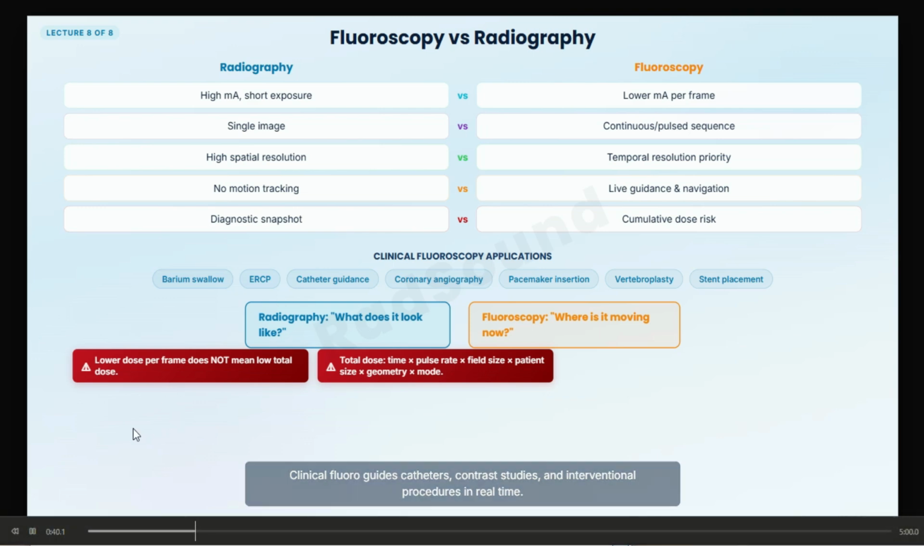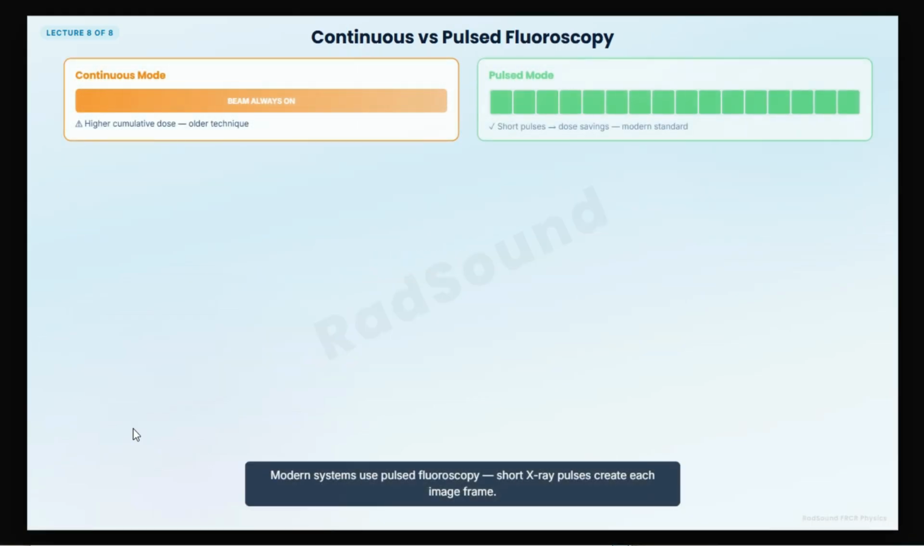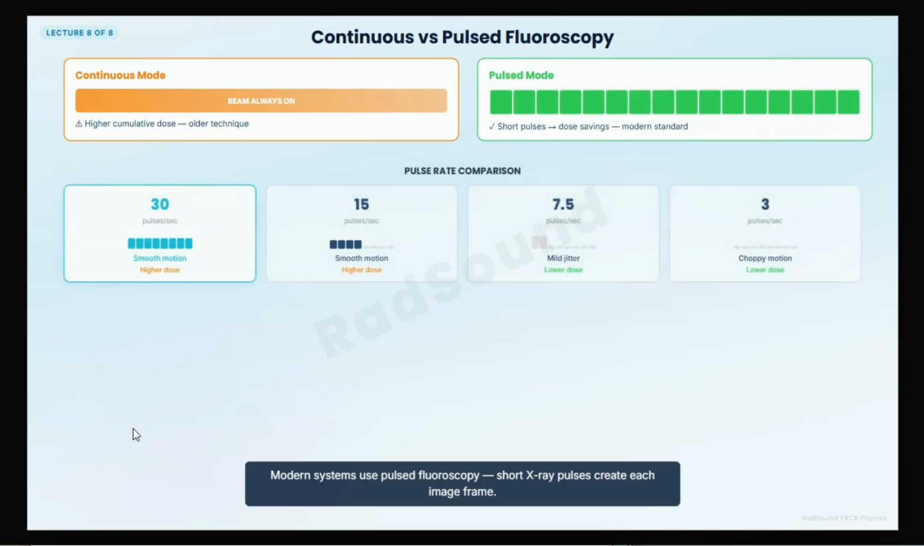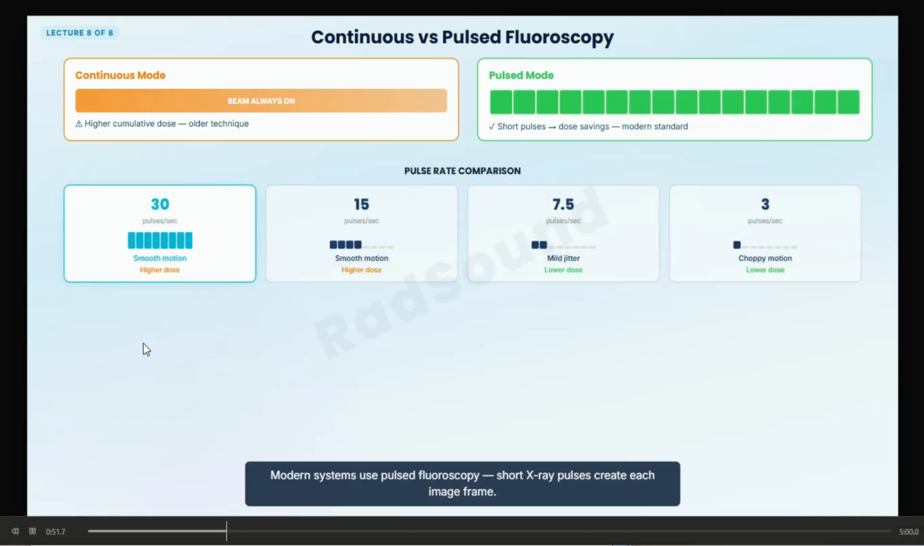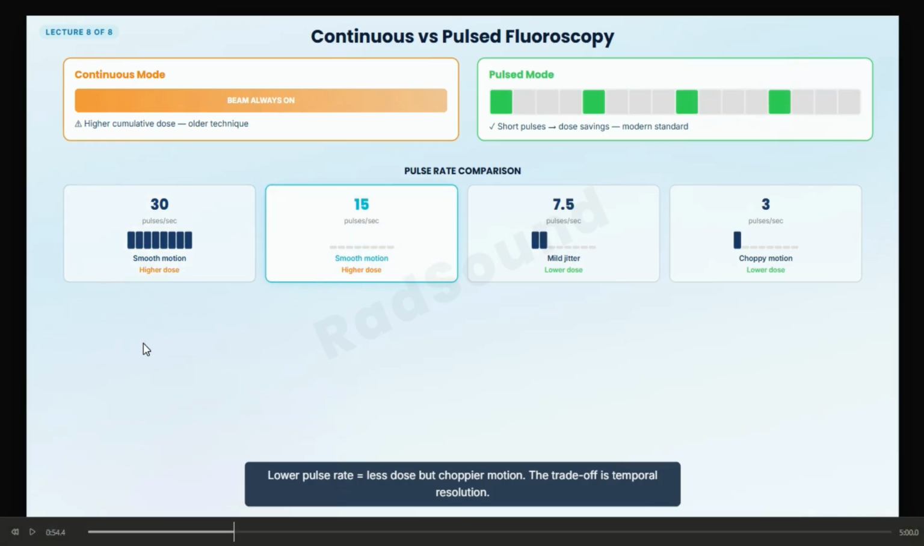Most of the older methods used continuous mode, but nowadays most of them use pulsed mode. Okay, what's the difference? In pulsed mode the motion will be a bit slower, and the dose will be less. So, for example, take a look. We have 30 pulses per second. The motion is going to be smooth.